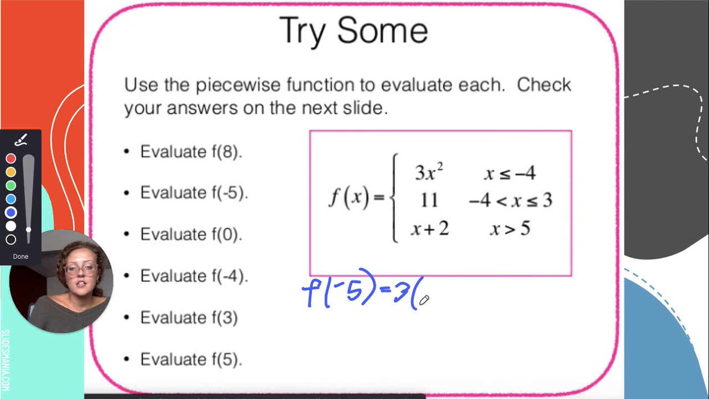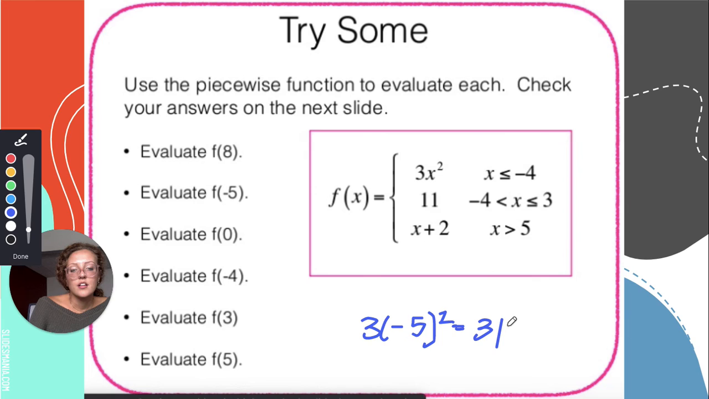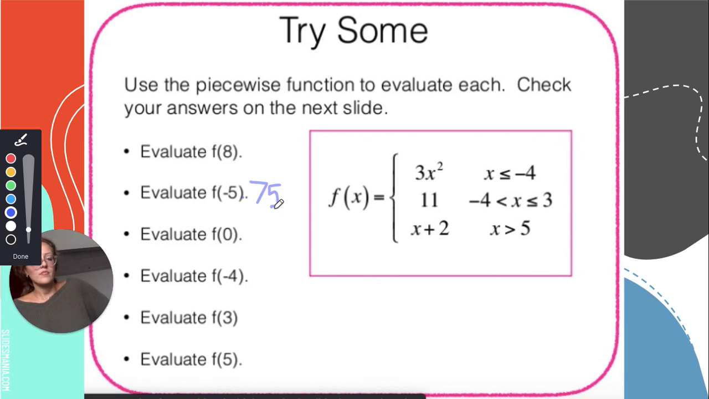Okay, so f of negative 5 is 3 times negative 5 squared, right? I'm just inputting negative 5 into that function. Well, remember, and this is something some of you guys messed up on the quiz, negative 5 squared is positive 25. I don't know where you got negative 25. Well, I do. You typed it into your calculator wrong. But a negative number squared, a negative squared is always a positive. Okay? So f of negative 5 is 75.